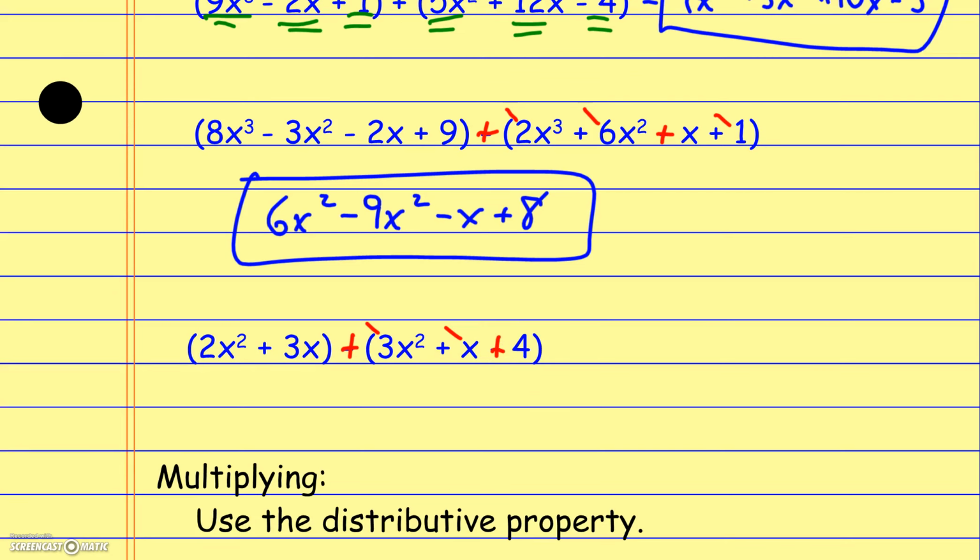Now I'm just adding, so I combine like terms. The 2x squared and the negative 3x squared is a negative 1x squared. The 3x and the negative 1x is a plus 2x. And then the 4 doesn't have any like terms, so it just stays as a plus 4.